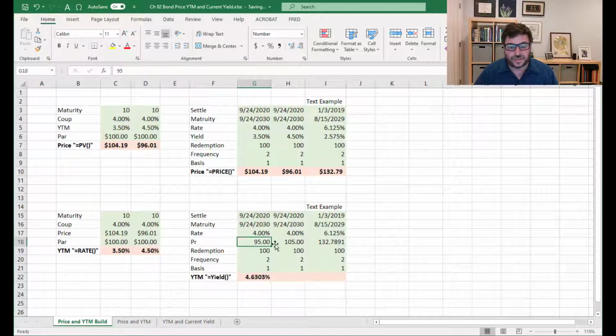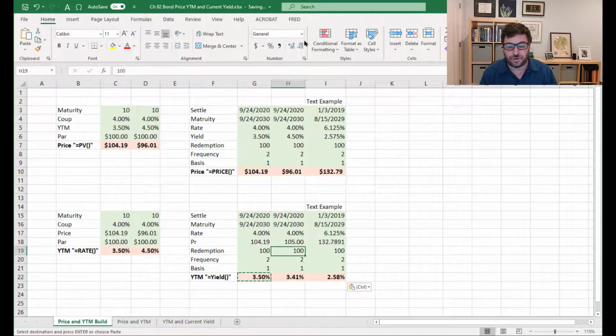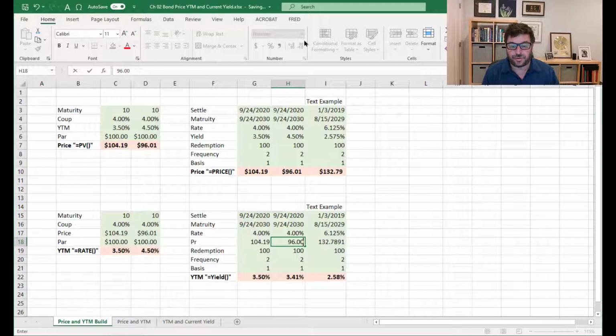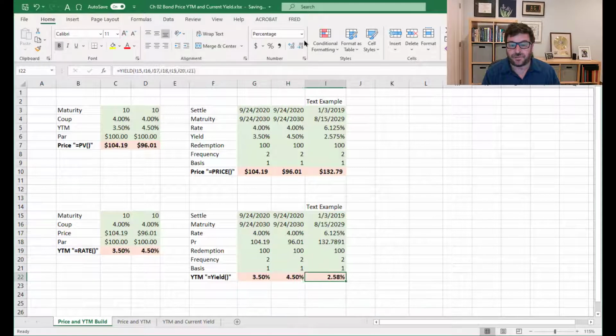So now the bond is priced at 95. If I priced it at 104.19, I'm going to get that 3.5%. Control-C, Control-V going across. Here if I enter in the 96.01 for the price, I'm going to get that 4.5, and here you can see I have 2575, I get 132.79, here I get 132.79 to get the 2575. And so these are essentially opposite sides of the same coin.